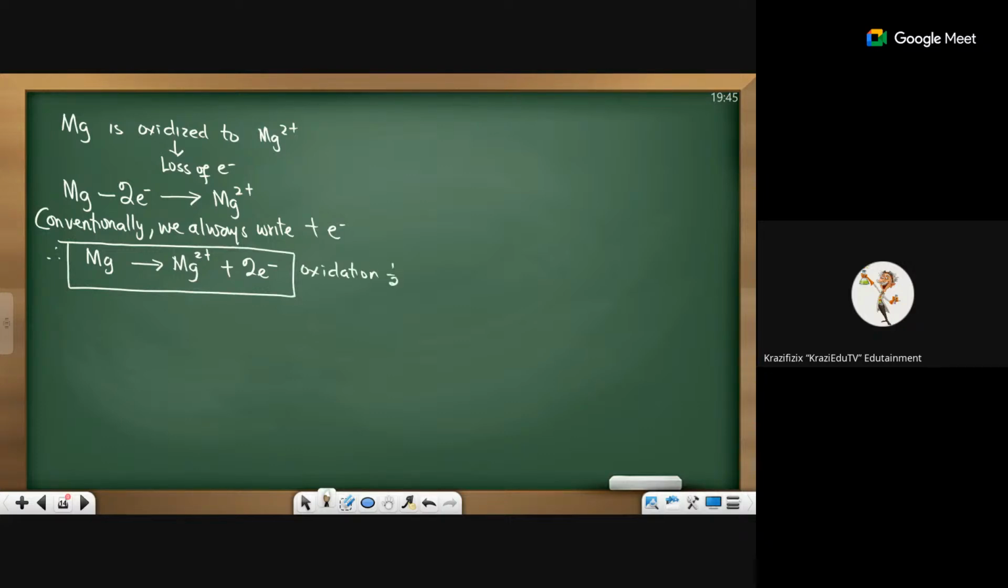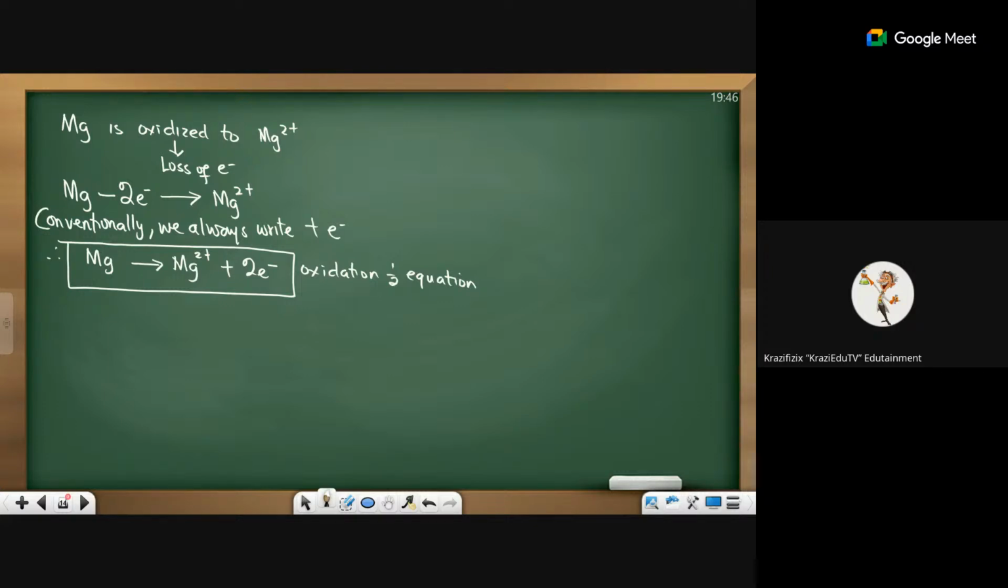Half equation. Why is it half? For it to be complete, you need oxidation and reduction. So for the fact that I am dealing with oxidation alone, it is called half. Please check very well again.